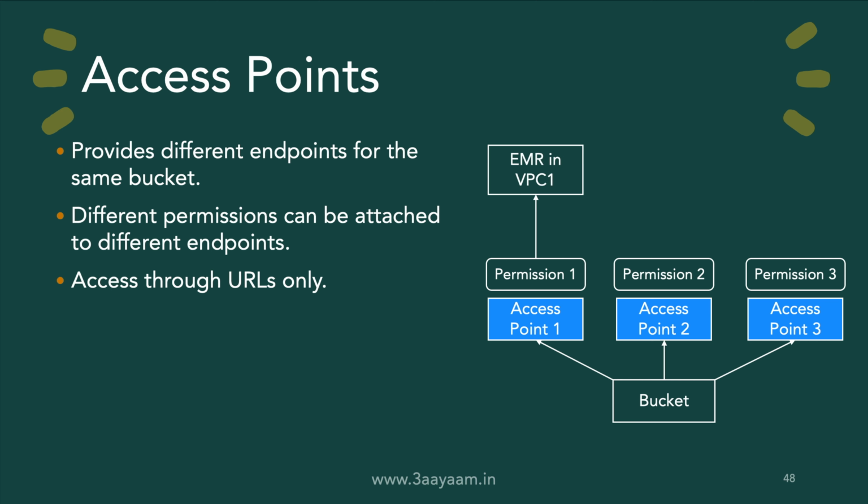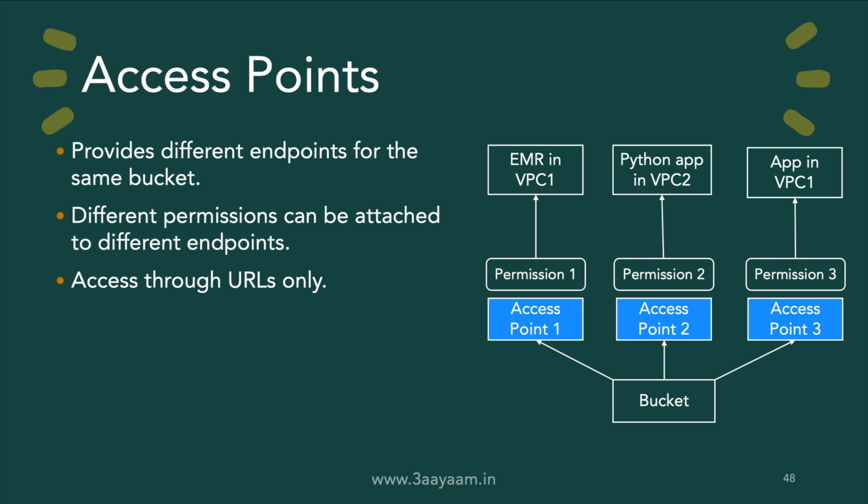And then let's say you give this access endpoint to an EMR running in VPC1. So they have a different permission. A Python app which is running in VPC2 might be having a different permission. And let's say another application which is running in VPC1 itself might be having a different set of permissions. So that's what access points are used for.